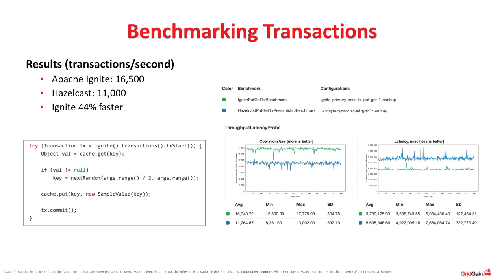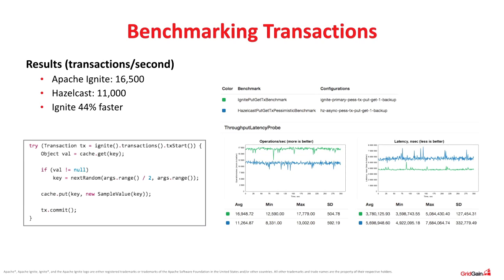So when you execute transactions on top of Hazelcast and on top of Ignite, the picture actually changes. In both pessimistic and optimistic mode, the picture was about the same. Ignite came in anywhere between 40 and 50% faster than Hazelcast.